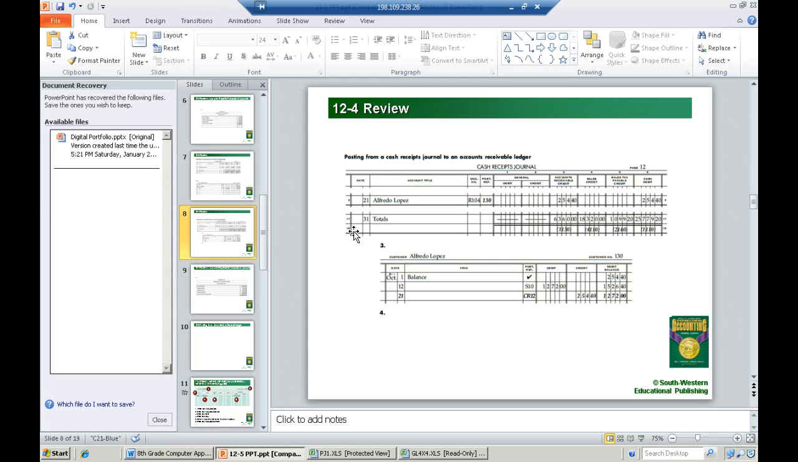Now, 12-4 deals with them paying us back. So you're going to notice in the cash receipts journal, which again, cash receipts means that we're receiving cash as a payment or credit card sales. So on the 21st, you see Alfredo with receipt, because when they pay us back, we give them a receipt.